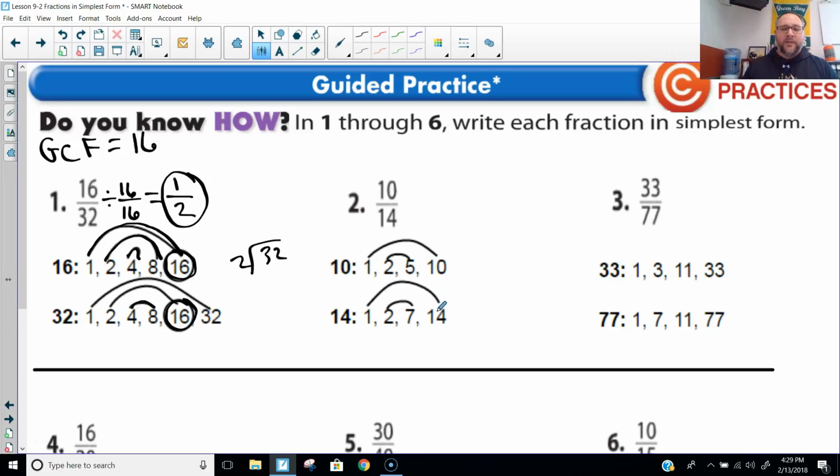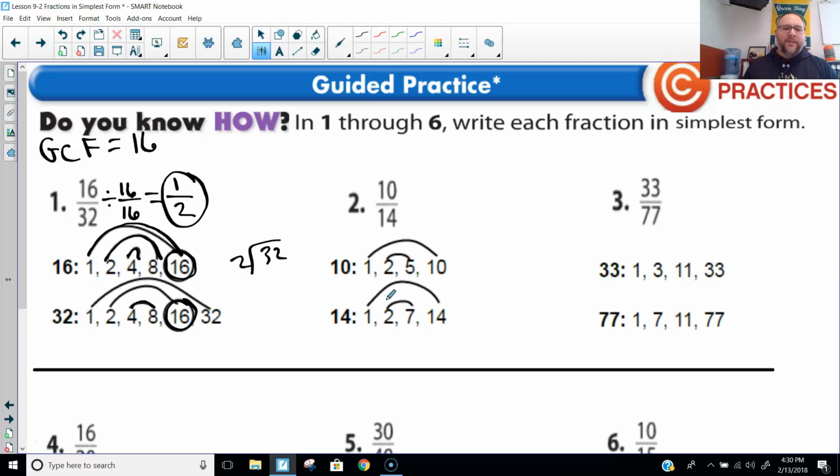1 and 14, 2 and 7. And I looked at my multiplication chart, and there are no other numbers that go into 14. So then I look at both of my lists of factors: 1, 2, 5, 10 and 1, 2, 7, 14. And I look at the 10 first, because that's the least number here. And if 10 is also in 14, that would be my greatest common factor, but 10 is not in the list of 14.